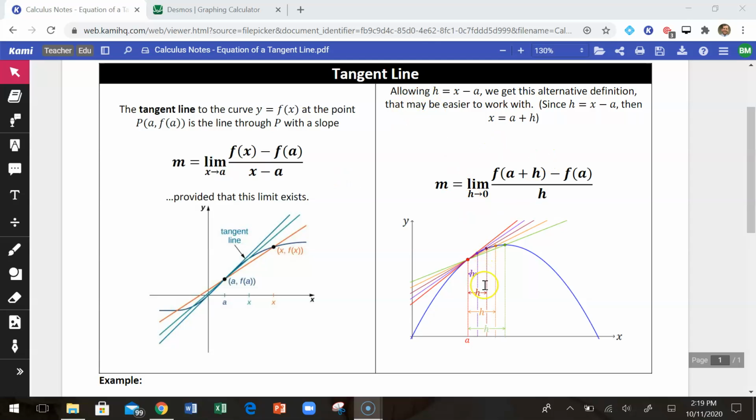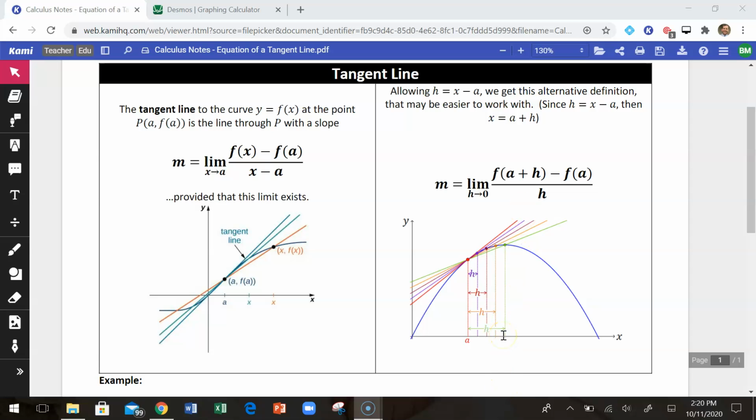The second definition is very similar. I've got a point a, f of a, which is this red point on this curved graph here. And then I'm going to take a second point, and the second point is going to be an x-coordinate that we're going to call a plus h. So if this is my x-coordinate a, if I then add a distance h to it, then I have another x-coordinate that I can call the distance a plus h.